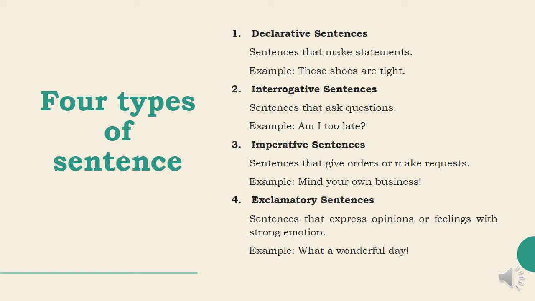The second type is interrogative sentences. It is a sentence that asks a question. For example, am I too late? And the next type is imperative sentence. It is a sentence that gives orders or makes requests. For example, mind your own business.